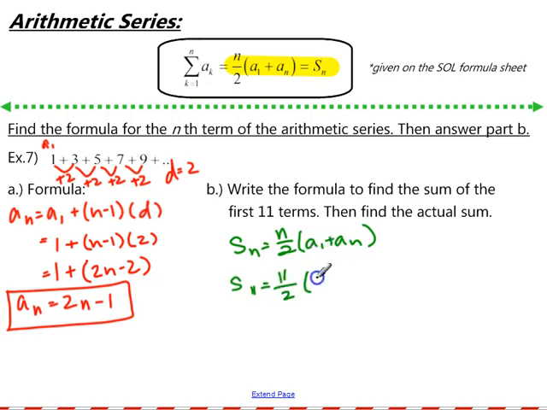Our first term was 1. And then we don't know what our last term is. But because we have the formula for the nth term, we're going to use that, but substitute in 11 for our n, which would be our 11th term. Then when you simplify, the sum of the first 11 terms is going to be equal to 121.